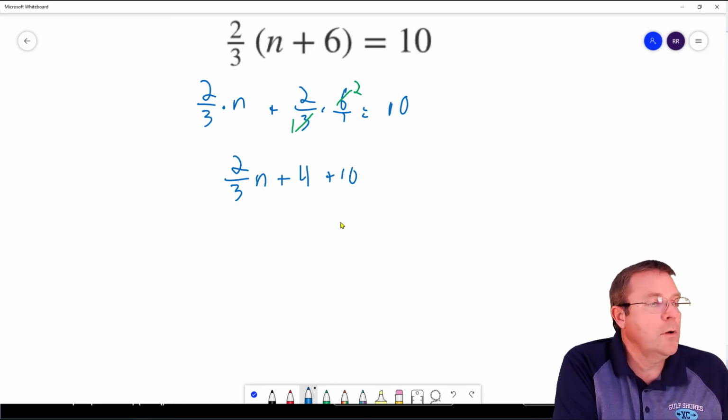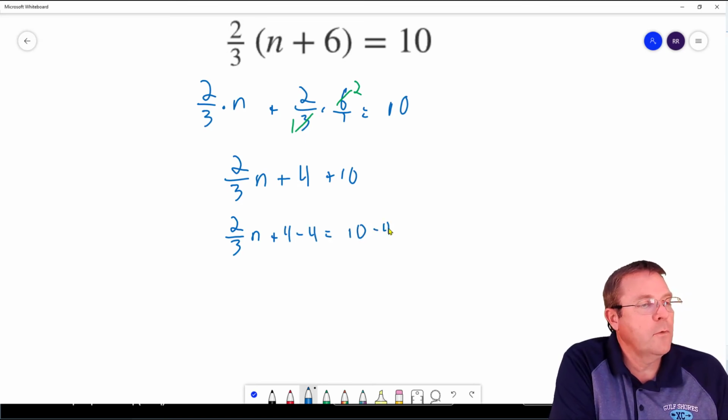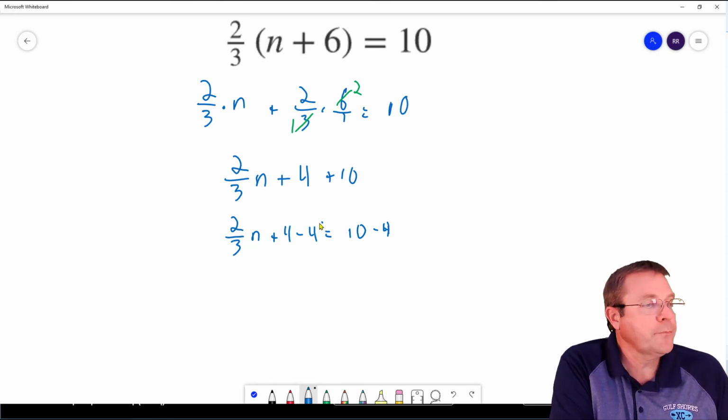From here, I'm going to undo addition and subtraction by subtracting 4 on both sides. 2/3 n plus 4 minus 4 equals 10 minus 4. And I'm doing this horizontally because there's a fraction involved. Those zeroed out, leaving 2/3 n is equal to 6.